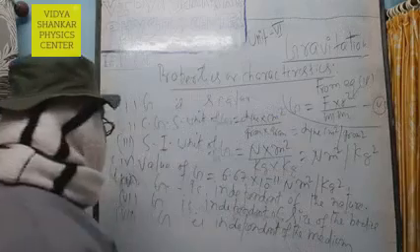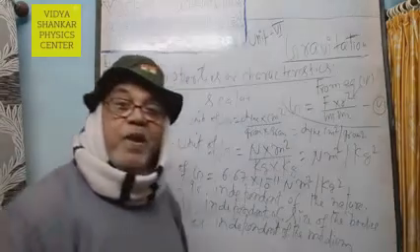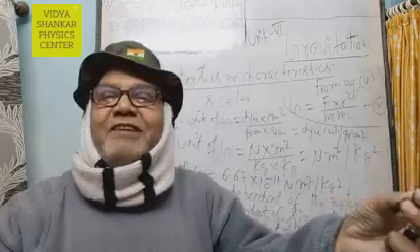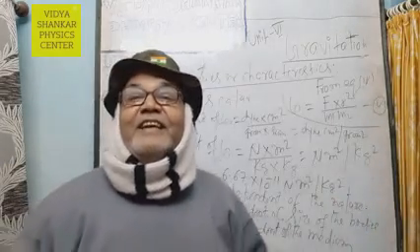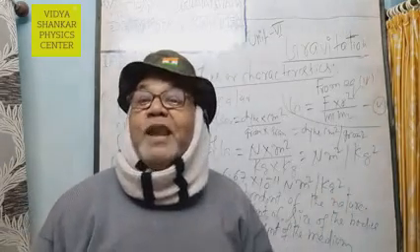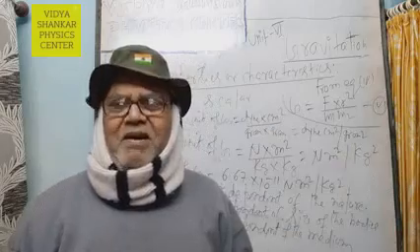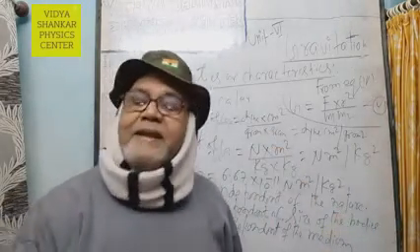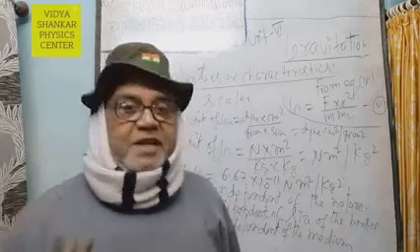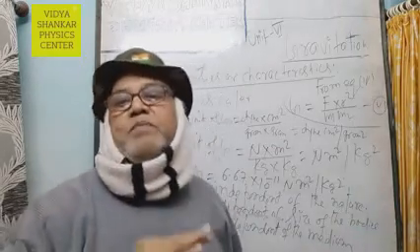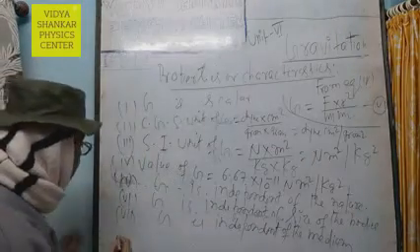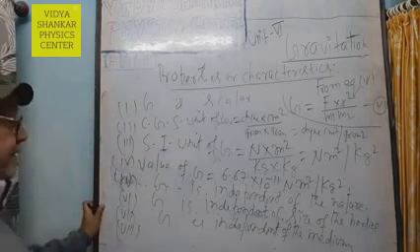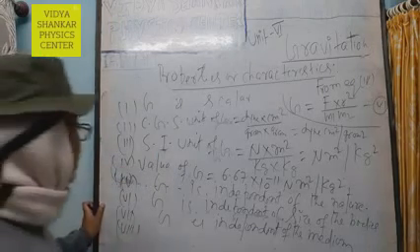Capital G is independent of the medium. If the two bodies are placed in air, in water, in milk, in alcohol, or any medium, it does not matter. Capital G does not depend on the nature of the medium. It is independent of the medium. That's property number 8: G is independent of the medium.